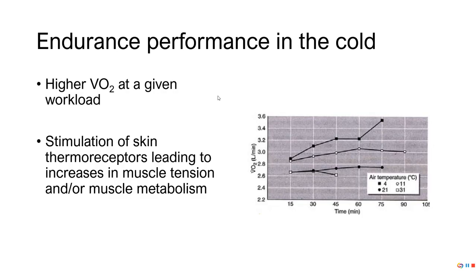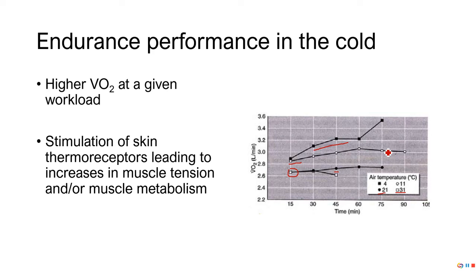Okay, now when we're doing endurance performance, and this is the same study, but notice what's going on with VO2. Okay, so this square here corresponds with 31 degrees. Okay, and these right here, these circles correspond with 21, and then this is 11, and then this one is 4 degrees. Now notice that VO2 is higher as it's colder.